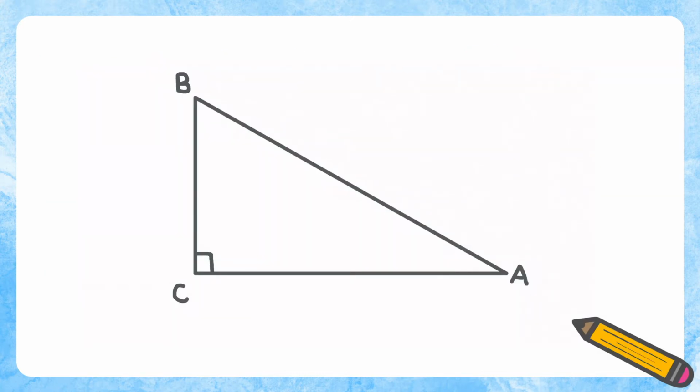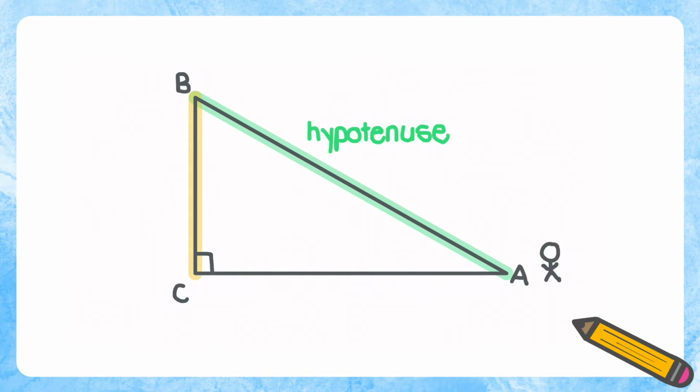To start looking at trig ratios, let's look at this right triangle right here. I have triangle ABC, and let's draw a person here at angle A. We're going to look at each of the sides based on where this person is standing. We know that the side right across from the right angle is always called the hypotenuse. So here we have the hypotenuse, and then the side opposite the person is called the opposite side.